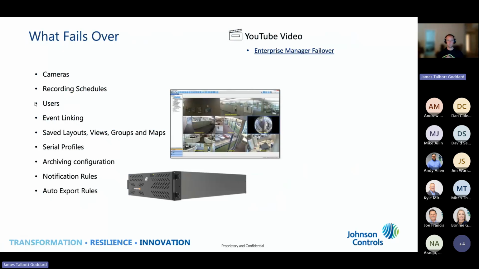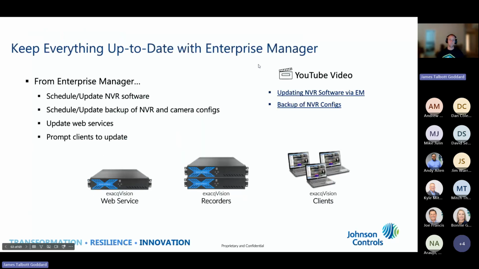So again, what fails over? Cameras, record schedules, users, just about everything that's programmed in the software. And anything network related, like cameras and users that are connected via their client, also fail over as well. So users are brought over. Someone who doesn't know what they're looking at won't know that the server's failed. They might see their client disconnect for a little bit, because it does take 30 seconds to a minute for the failover to fully take over, but then they should come right back online.